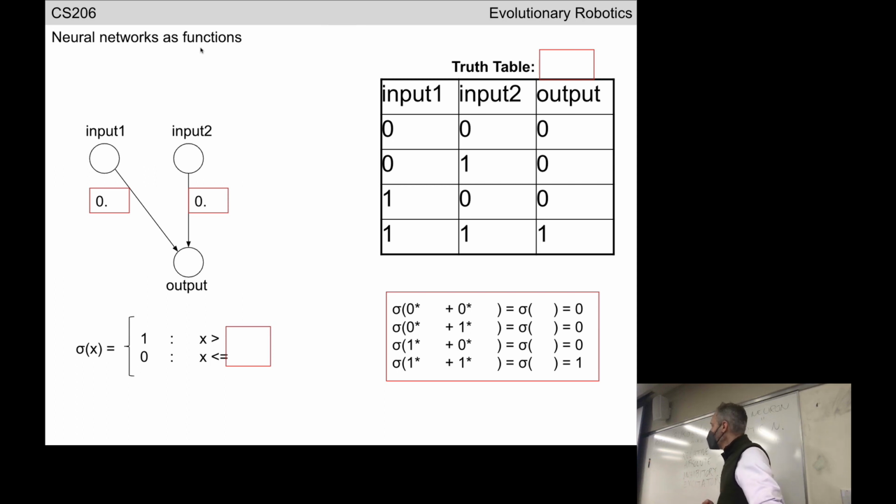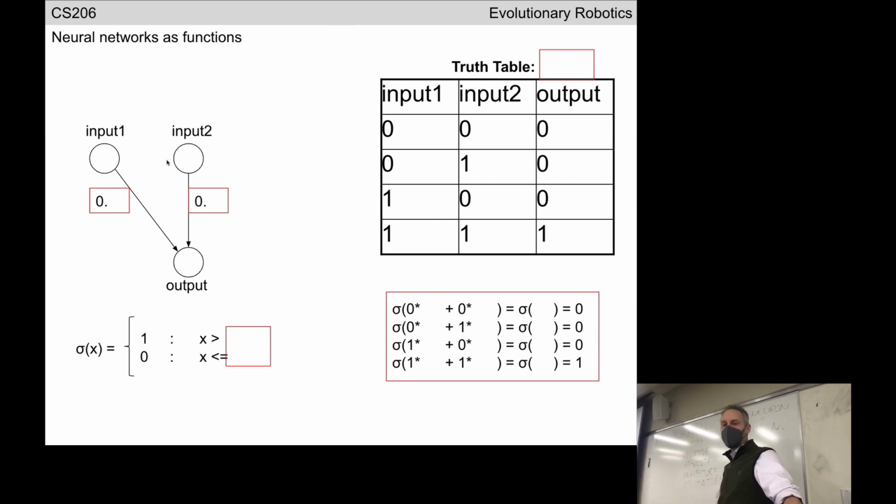A neural network is really just a mathematical object that represents a function that transforms its inputs into a value or values arriving at that network or function's output. Okay, so let's have a look at how neural networks actually act as a function.